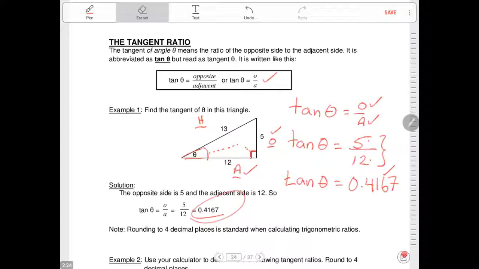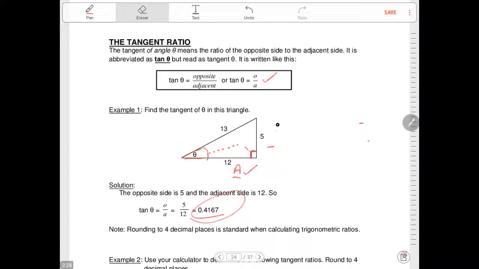Let's maybe give you one more here. Let's just flip around this example. So if I erase all of our marks there, let's set up a tan ratio, but this time we're going to put our angle there. So it's going to be tan of an angle is opposite over adjacent.